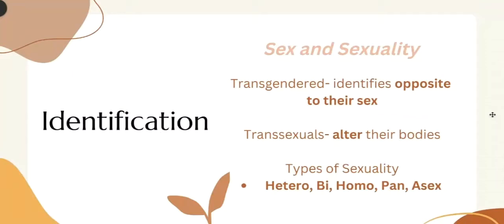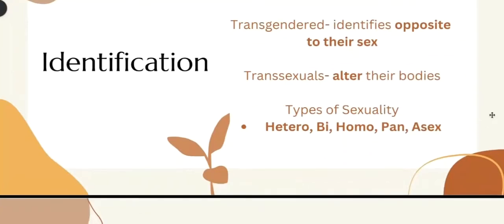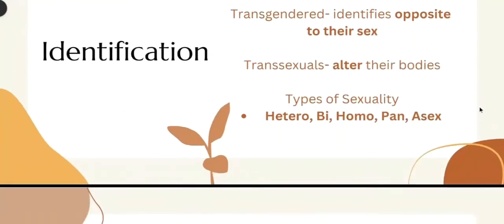The types of sexuality are heterosexual, bisexual, homosexual, pansexual, and asexual. So these are the 5 types of sexuality. We will now proceed to our next slide. I hope you understand what transgendered and transsexual mean, and also the types.